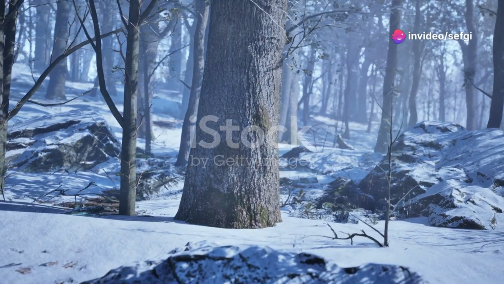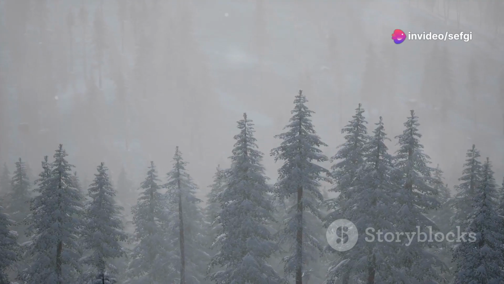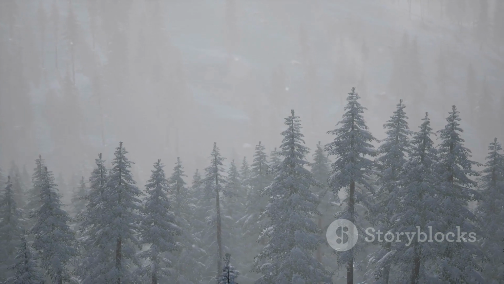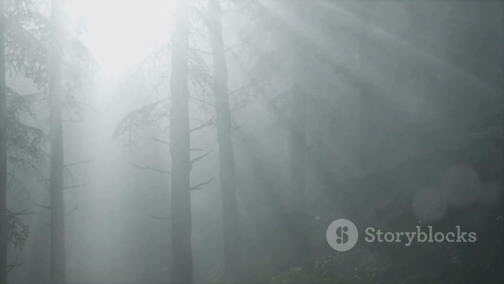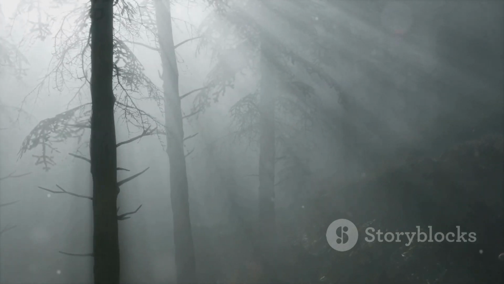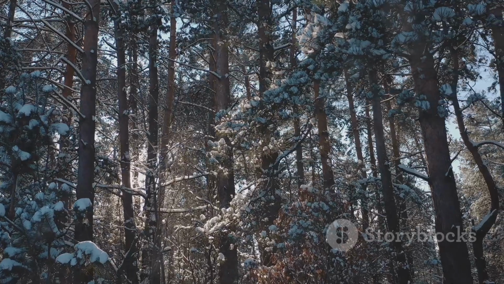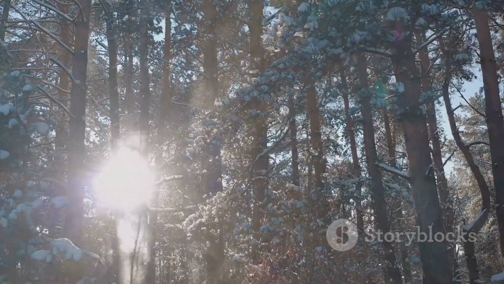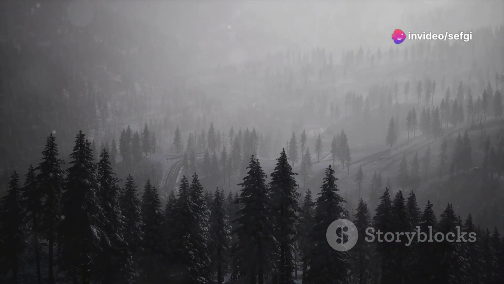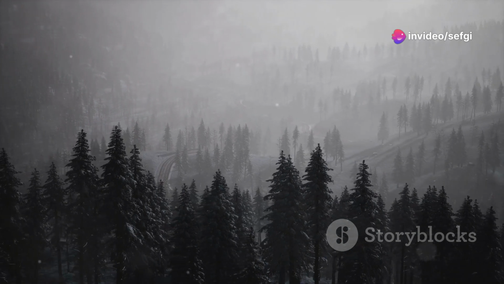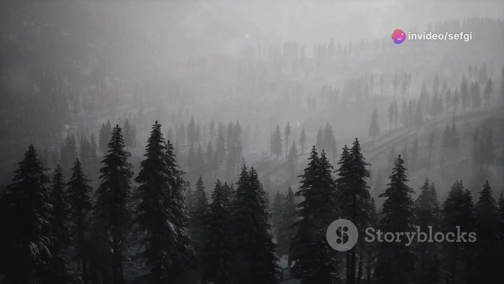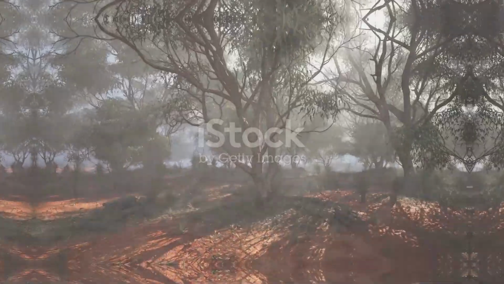Winter, a season of stark beauty and serene landscapes, often brings with it a fascinating meteorological phenomenon, fog. This ethereal veil, a cloud that descends to Earth, transforms familiar surroundings into scenes of mystery and intrigue. Fog, in its many forms, is a captivating reminder of the intricate workings of our atmosphere, particularly during the colder months. Its presence, while sometimes disruptive, adds a touch of magic to the winter landscape. Join us as we delve into the science behind this captivating phenomenon, exploring its formation, types, and impact on our lives.